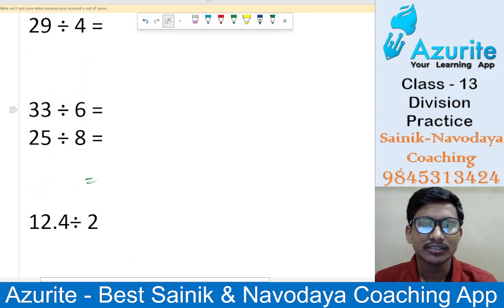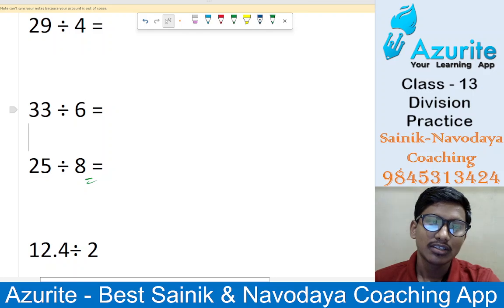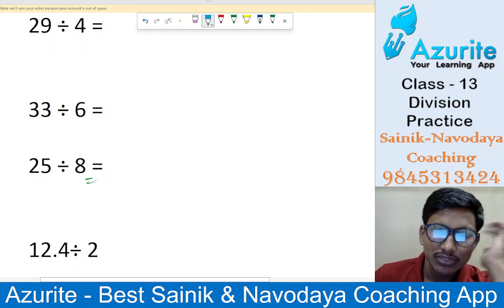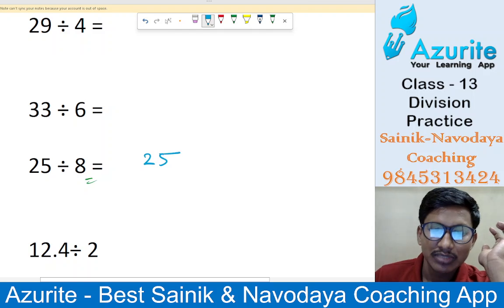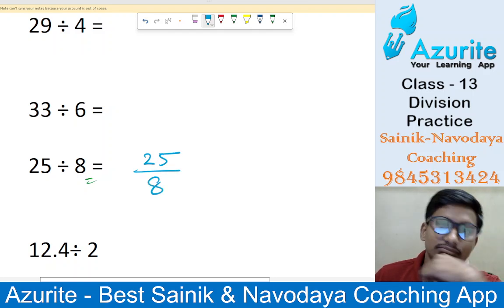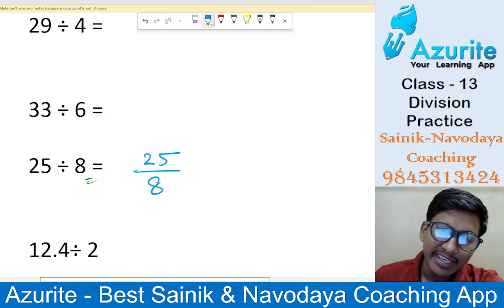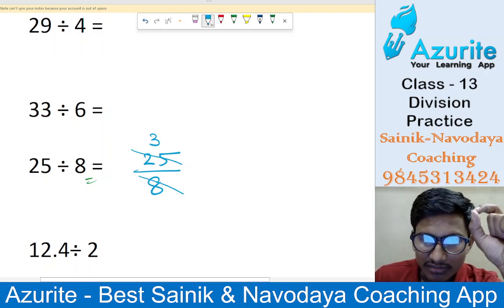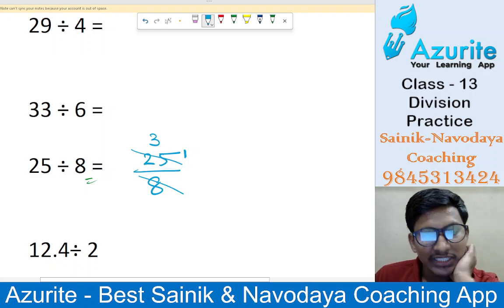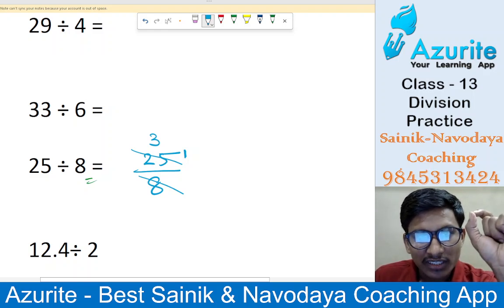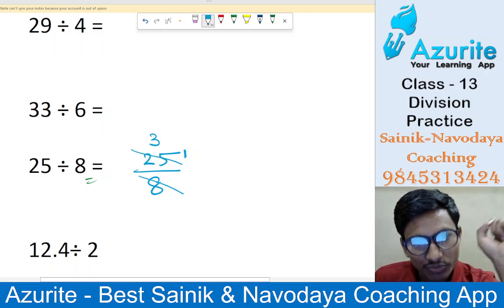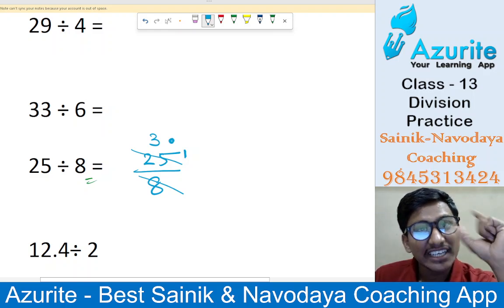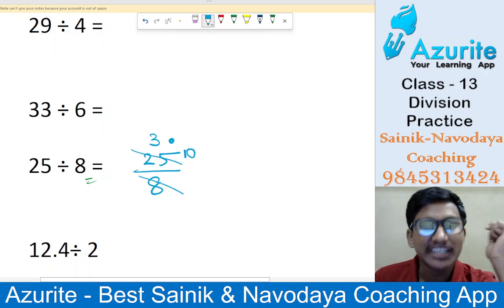Let me divide 25 by 8. How to do? 8 threes are 24. 24 is there. Remaining is 1. Write it as small. So 1 is smaller, the remaining part is smaller, so we have to give a point. Then we can take 1 0 here, so it will become 10.